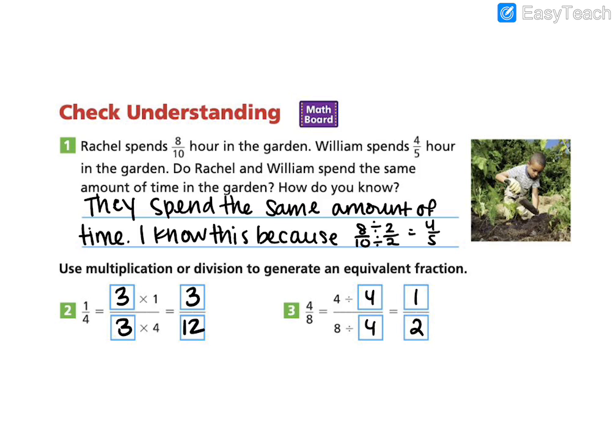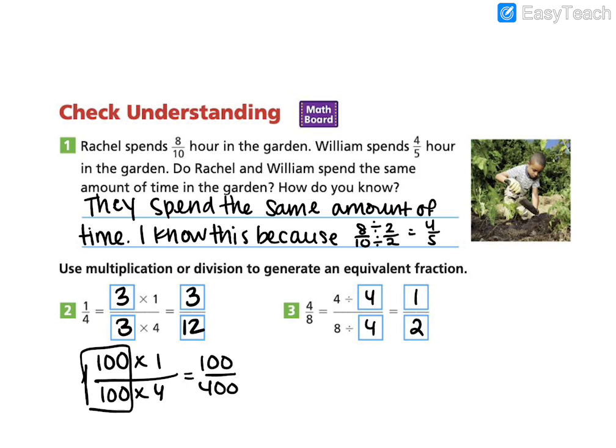For number 2 and 3, you may have used different numbers than me. For number 1, I multiplied by 3/3. So I found my equivalent fraction to 1/4 was 3/12. Now, I could have even multiplied by a number like 100, right? 100 hundredths, and gotten this was equal to 100 400ths. And those fractions would still be equal as long as we are multiplying by a fraction equal to 1.